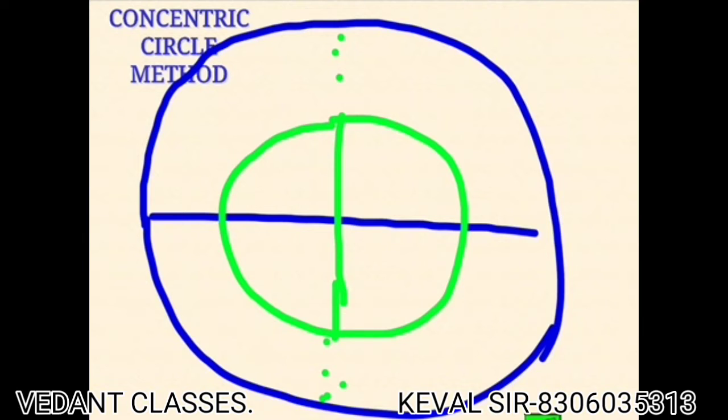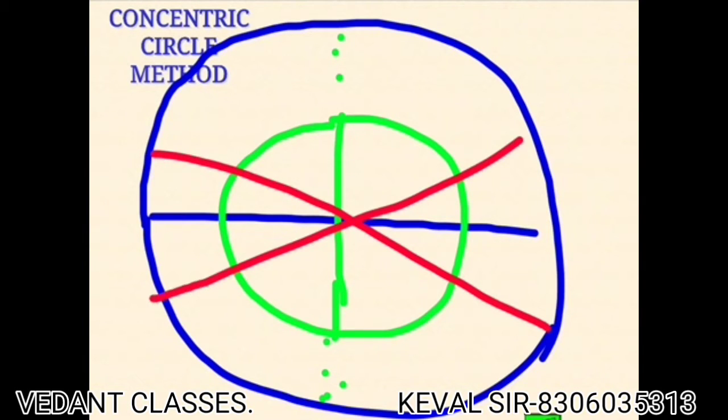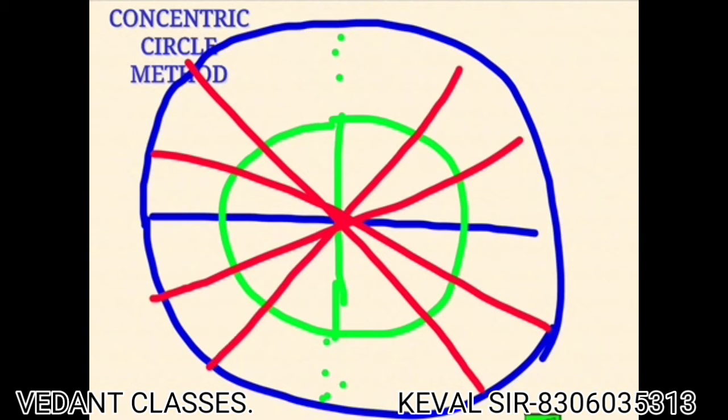Now you just need to divide the circle into 12 equal parts. Using set squares you can divide the circle into 12 equal parts. So this will be 1, 2, 3, 4, 5, 6, 7, 8, 9, 10, 11 and 12. So we have the 12 equal parts.